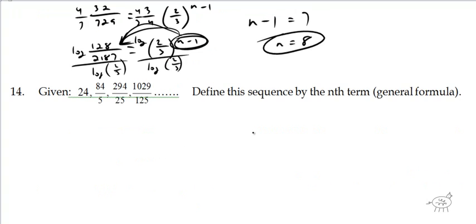Okay, 14, define the sequence by the nth term. So again, that's pretty easy. The first thing you do is make sure it is geometric, because it certainly can't be arithmetic. And if I divide, sure enough, r comes out to be 7/10. Kind of nice. All right, then it's easy. A sub n equals a sub 1 times r to the n minus 1. There we go. That's it.